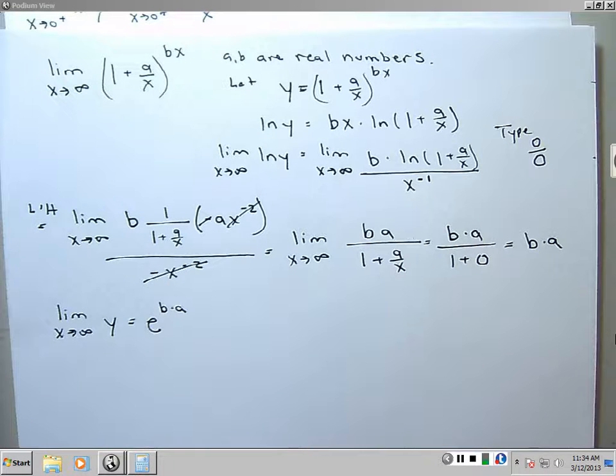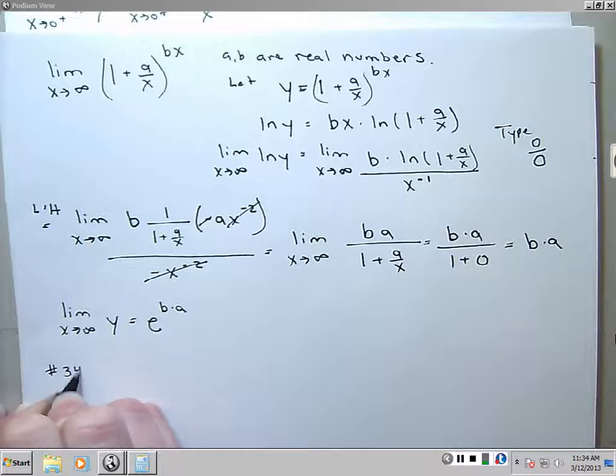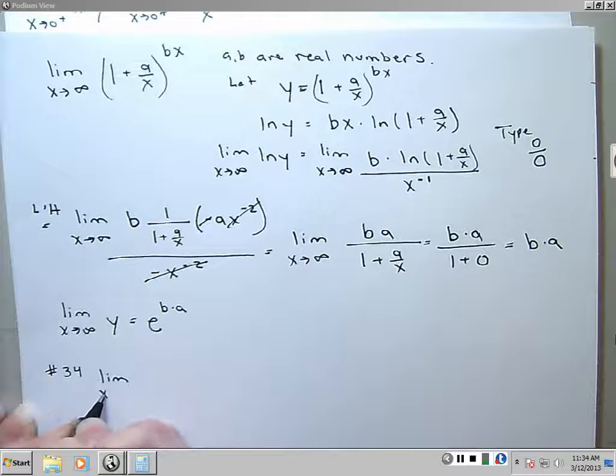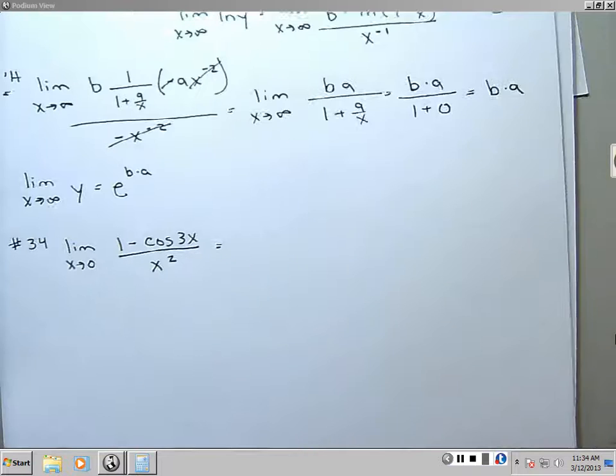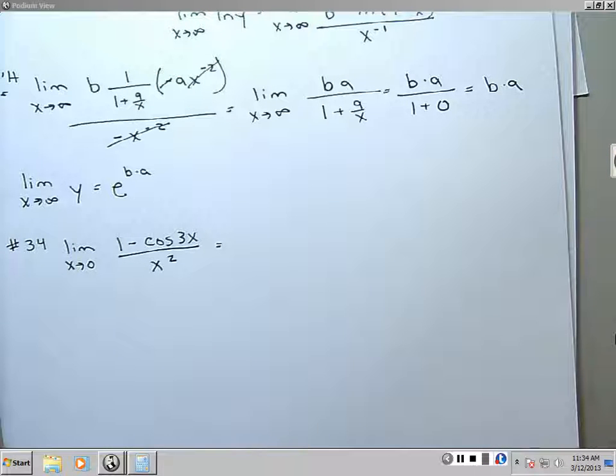All right. Let's look at number 34. If I have the limit as x goes to 0 of 1 minus cosine of 3x over x squared, make a conclusion what this is going to equal. 0 over 0. Well, it is in the form 0 over 0 right now, but 0 over 0 is never an answer. You've got to simplify it. So it is 0 over 0, so you can apply L'Hopital's rule.